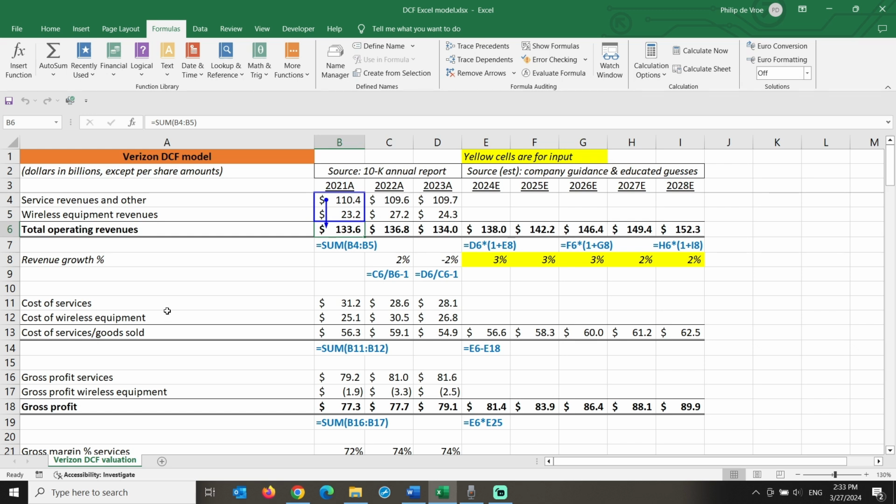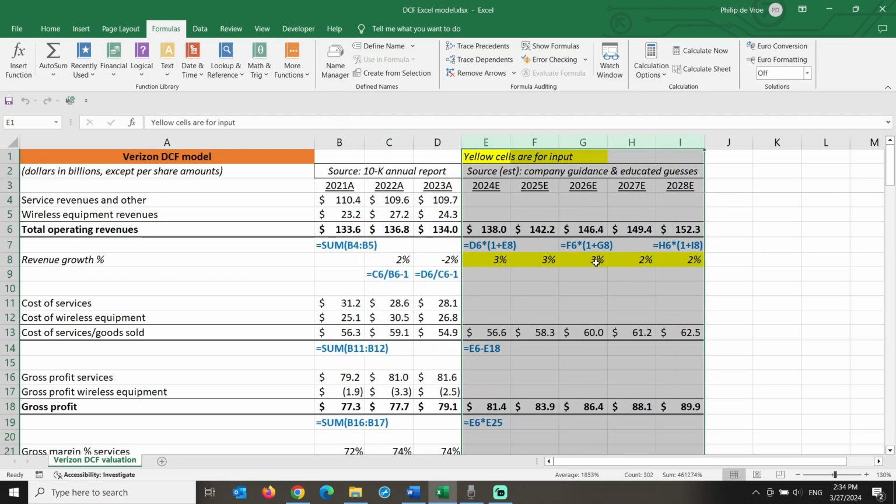So for example, total revenue is the sum of the 2 revenue line items. Revenue growth equals current year revenue divided by prior year revenue minus 1 and displayed as a percentage. Throughout the file, all input cells are marked in yellow. The other cells are calculated values. Some people also like to color code historical data versus forecast data, but I'm not that colorful.